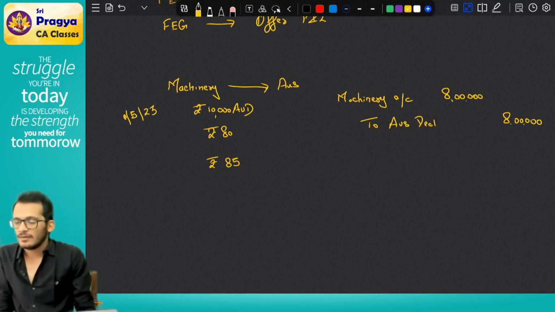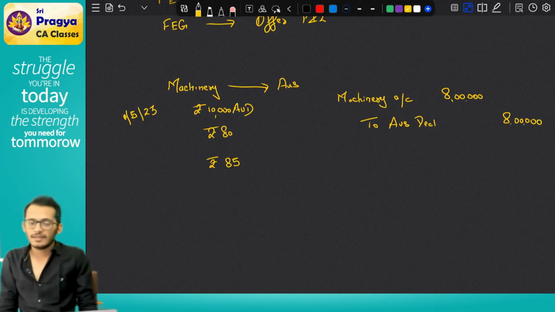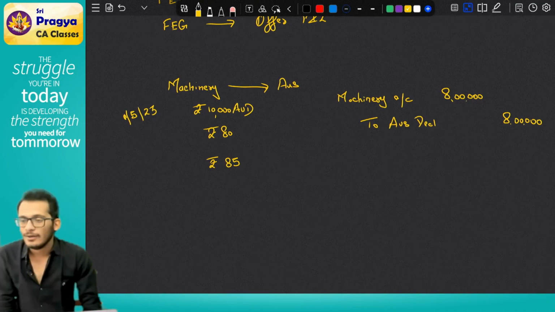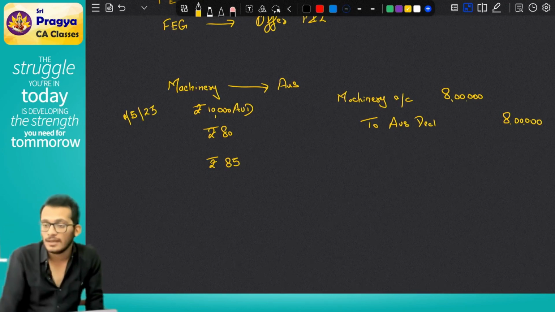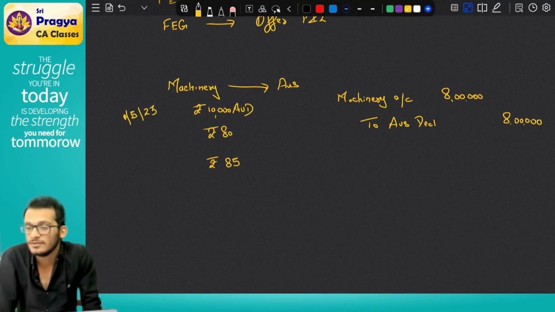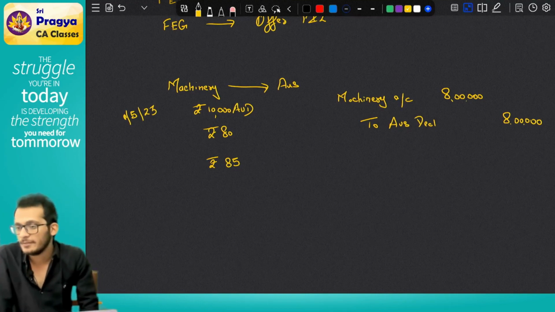So accounts forgets income tax logic. Income tax comes and says, I look at the transaction. The transaction is happening using a capital asset, which means I don't see the reason why I should give you this expense today.